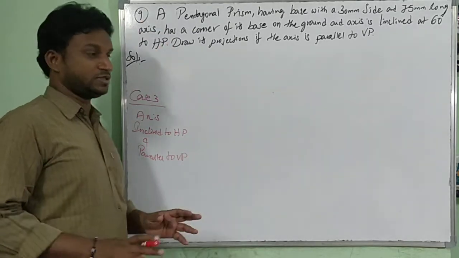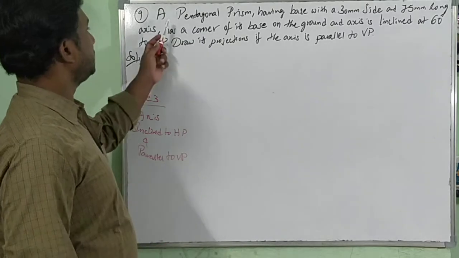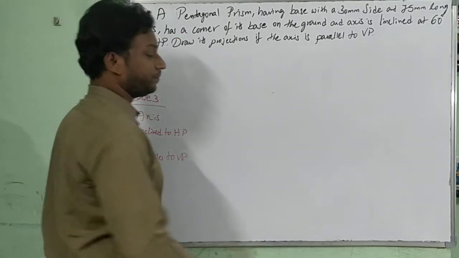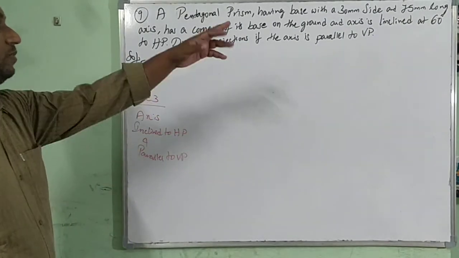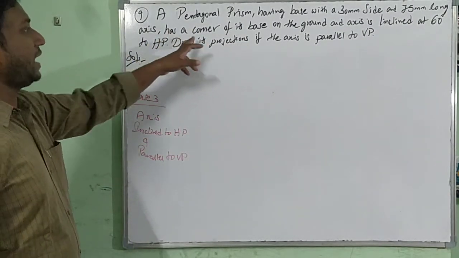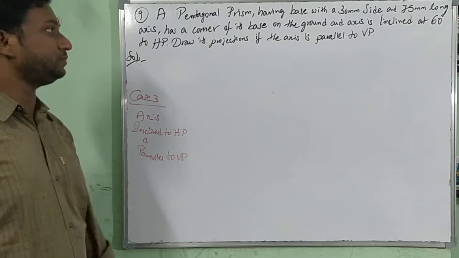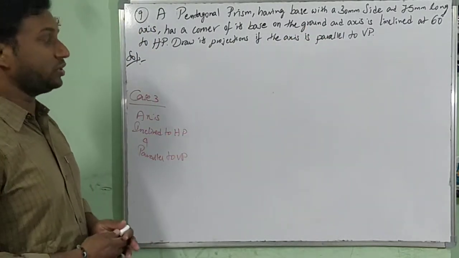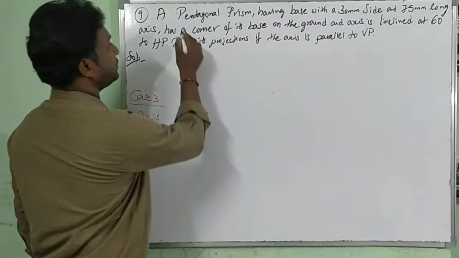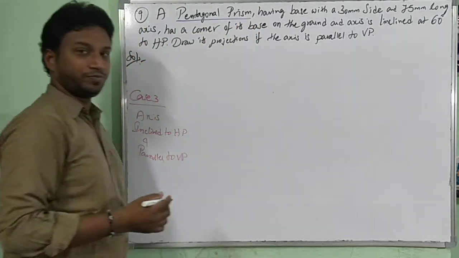How to observe the difference? See, a pentagonal prism having base with a 30 mm side and 75 mm long axis has a corner of its base on the ground and axis is inclined at 60 degrees to HP. Draw its projections. So, the given object is a pentagonal prism.